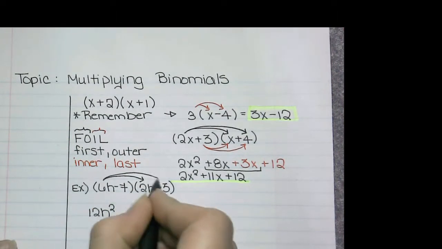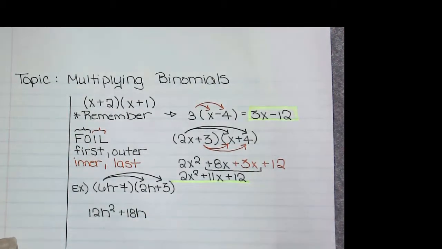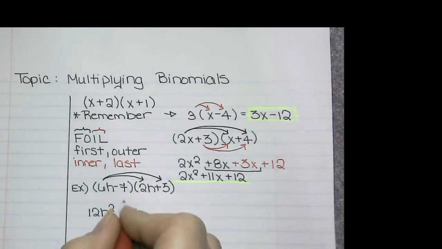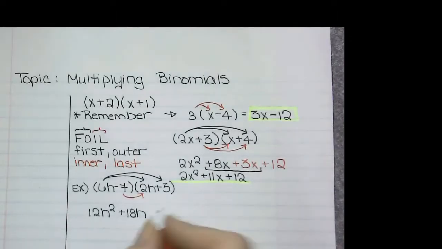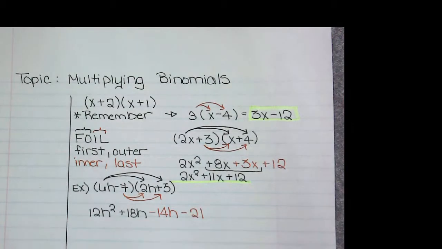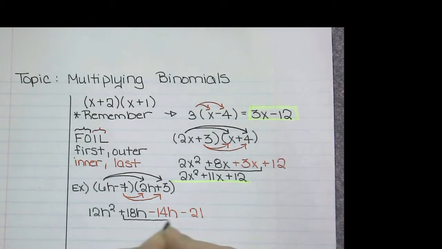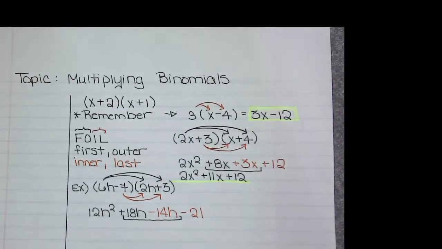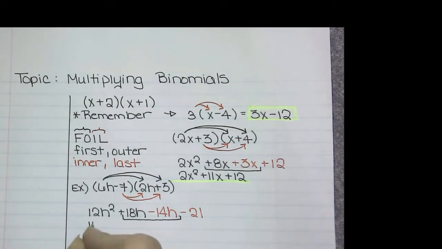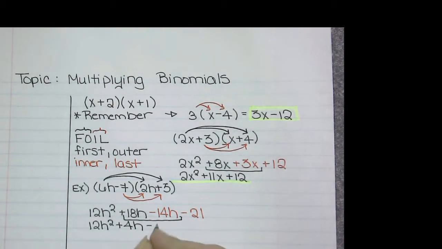And I have outer, 6h times positive 3 is positive 18h. And then I have inner, negative 7 times positive 2h is negative 14h. And then I have last, negative 7 times positive 3 is negative 21. Once again, I have terms in the center here that are like. They both have an h to the power 1, so I can combine those, and we get 12h squared, positive 18h minus 14h is positive 4h minus 21.